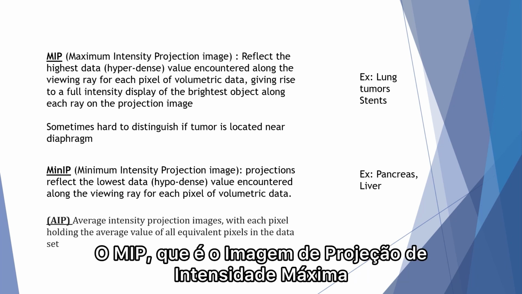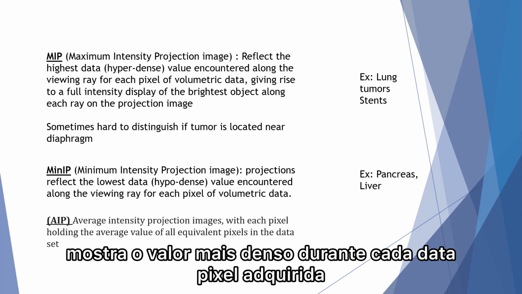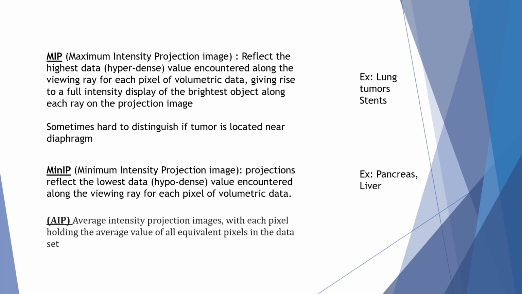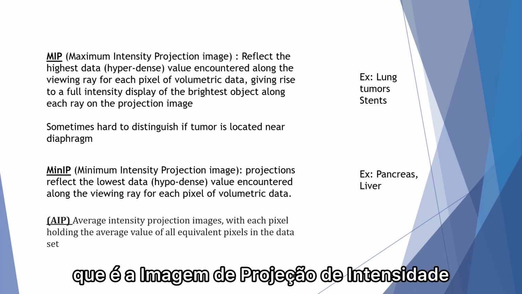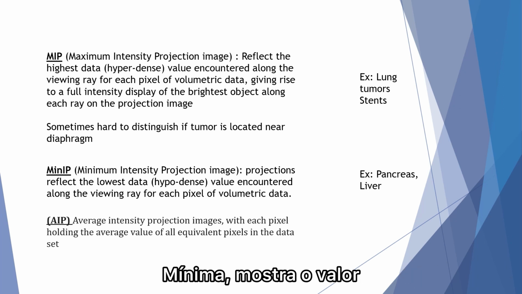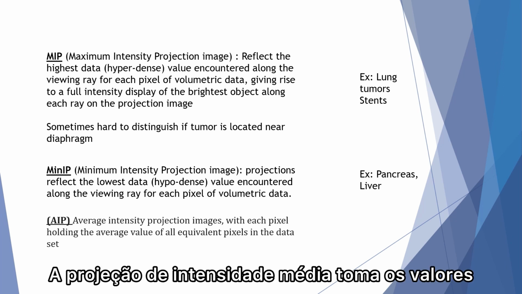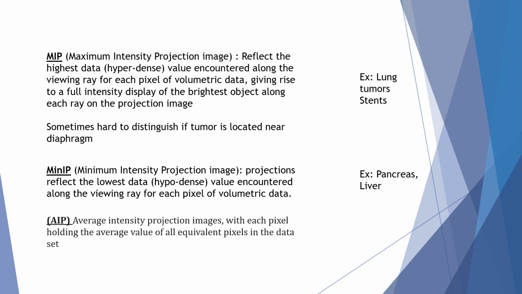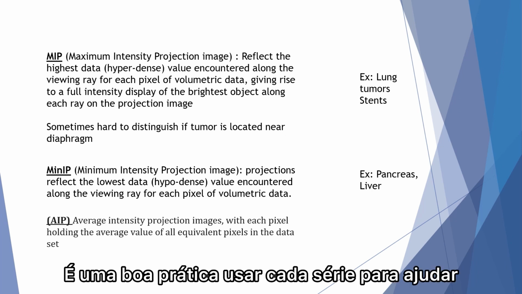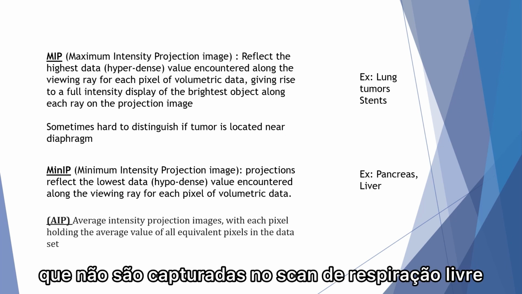After acquiring the 4D CT images, you can use other series rather than the free breathing cycle. The MIP, which is the maximum intensity projection image, shows the most hyperdense value during each pixel data acquired, while conversely, the MINIP, which is the minimum intensity projection image, shows the lowest data value. Average intensity projection takes the average values within these datasets. It is good practice to use each series to help distinguish areas not caught in the free breathing scan.